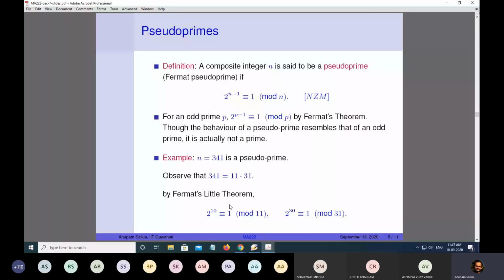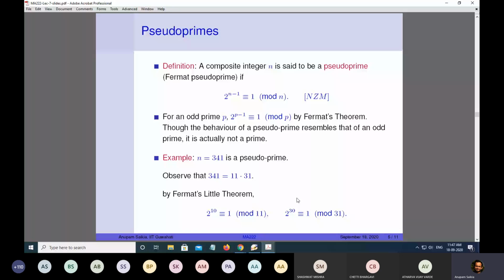What about 31? I cannot directly write 340 as 30 times something. But still, what I will do, I have 2 to the power 30 congruent to 1 mod 31. I will go as close to 340 as possible. I will raise it to the power 11. It will be congruent to 1 to the power 11. But 2 to the power 30 to the power 11 is 2 to the power 330. So from 330 to 340, only 10 powers of 2 are left. So that's what we are doing.